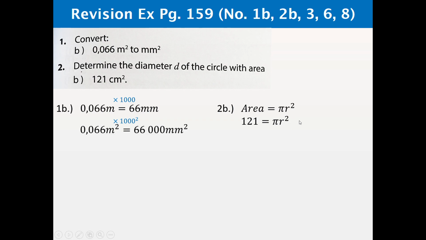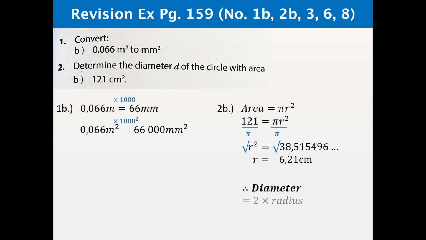So, in order to get the radius squared by itself, I would divide through by pi, and then if I do that, on this side pi cancels with pi, on this side 121 divided by pi will give me 38,515496, etc. Alright, then I'm going to try and keep as many decimals as possible, and I'm going to square root that to get the radius by itself. So if I square root that long number, I'm going to get 6,21 centimeters. Okay, so now I've rounded off. But they're not asking for the radius, they're asking for the diameter. So I know that the diameter is equal to 2 times the radius. So 2 times 6,21, which will give me 12,42.